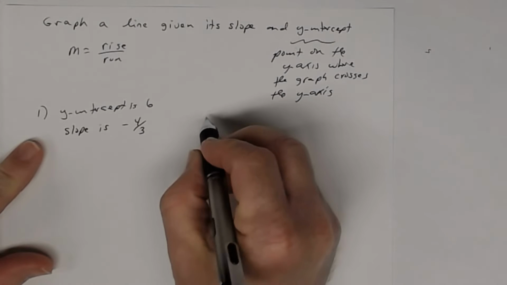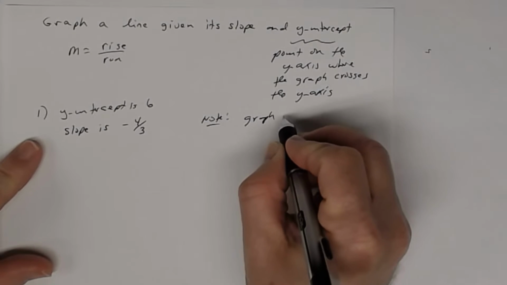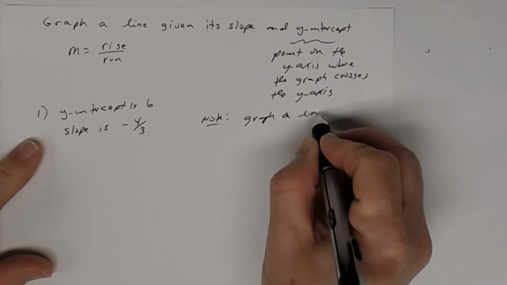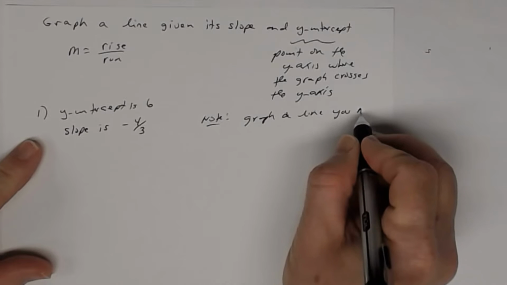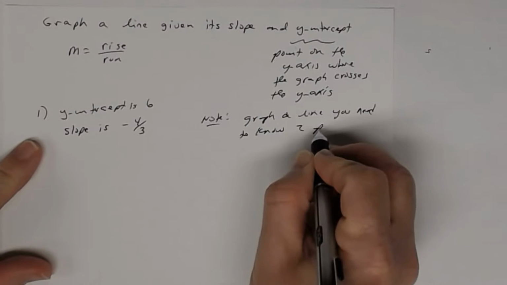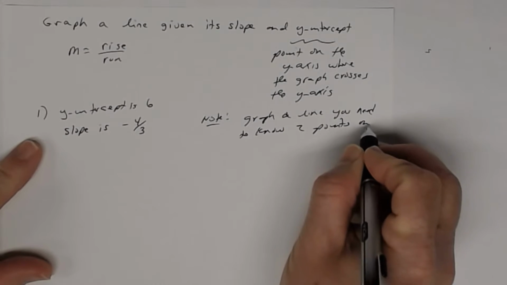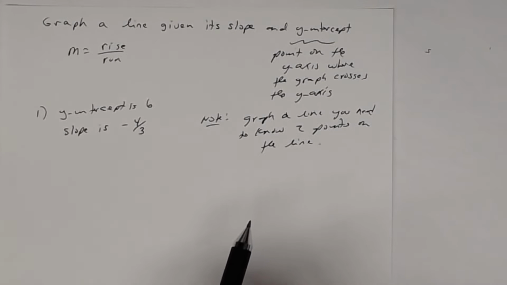All right, so one thing you got to remember is that to graph a line, you need 2 points. To graph a line, you need to know 2 points on the line.